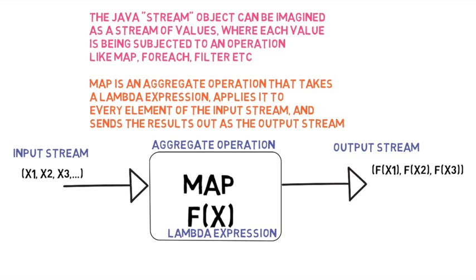Two things to note here. One is the map applies to every object in the input stream. And the second is the map changes those objects in a certain way and sends the changed objects to the output.